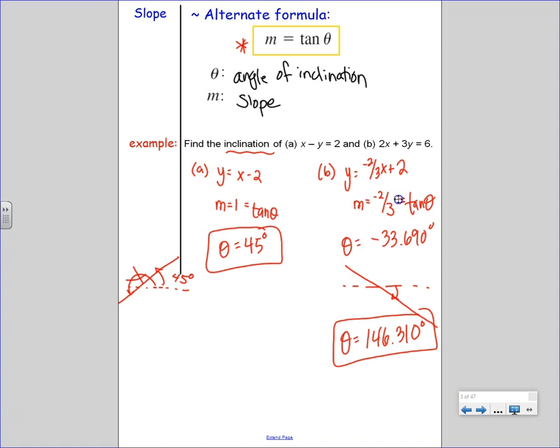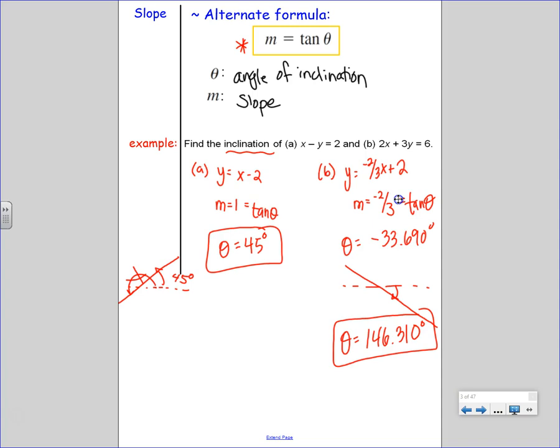Which, if they give us standard form, we could go ahead and actually get y equals mx plus b. If they give us something like 2 points, we could always do, what's that old-fashioned formula for slope again? Good, y2 minus y1 over x2 minus x1, change in y's over change in x's. And then if you get into calculus, we could say that slope is also the first derivative of a function at a point. But anyway, that's for tangent lines.